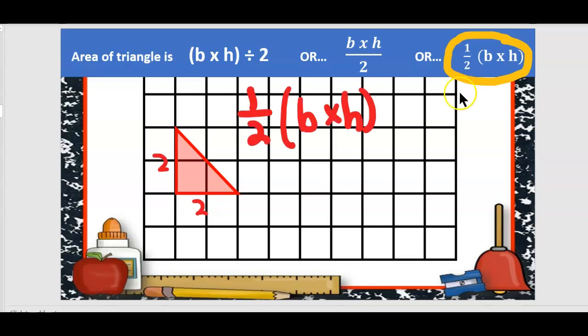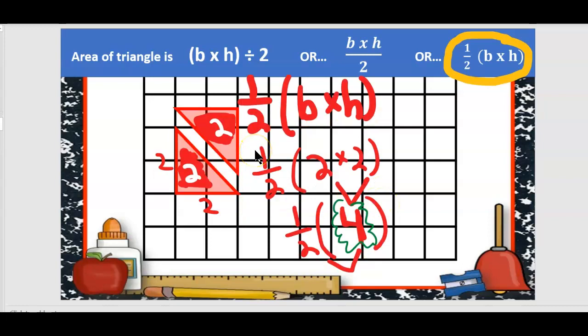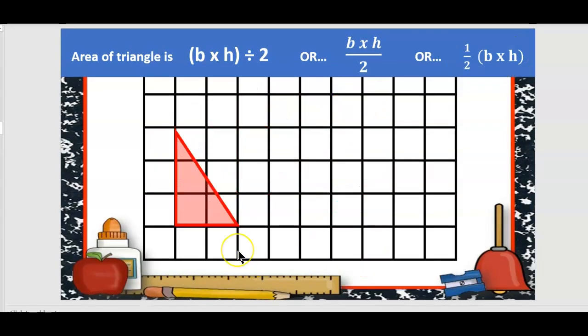So we have half again. But of course, since we have Please Excuse My Dear Aunt Sally, we always do what's inside the parentheses first. So even though that half is out here, we're still going to do base times height first. 2 times 2 is 4, but we only want half of it. The triangle's half of that. Boom! What about this triangle? Pause the video and see if you can figure that one out.